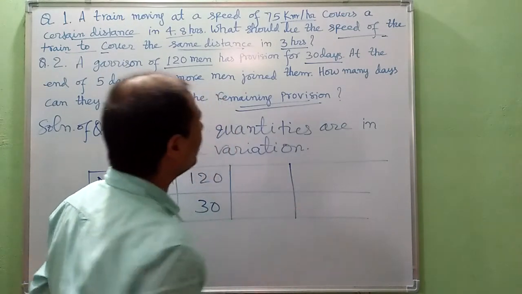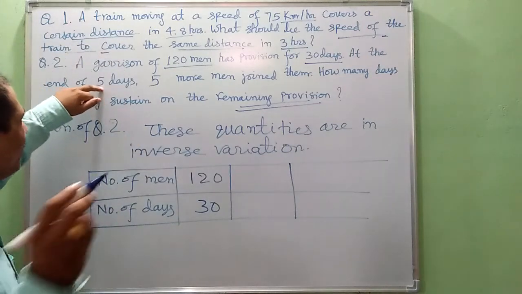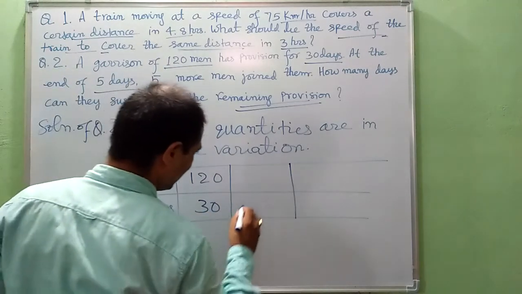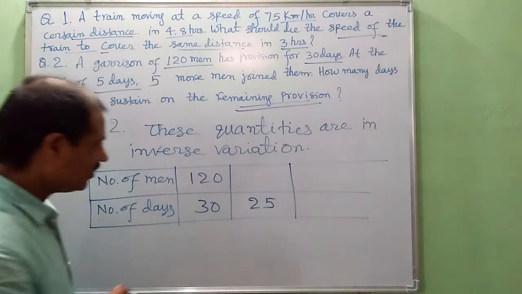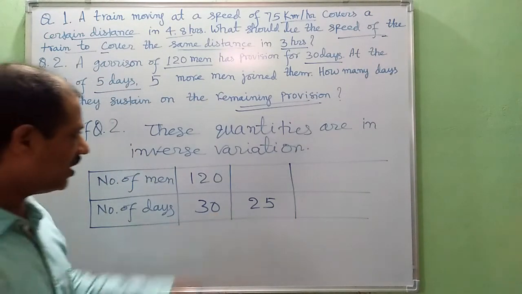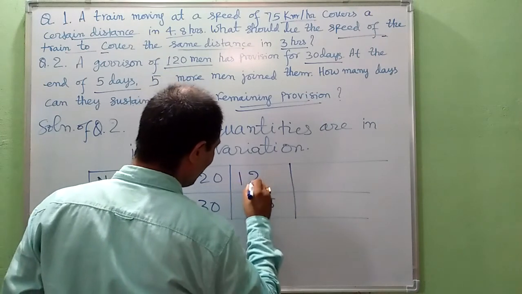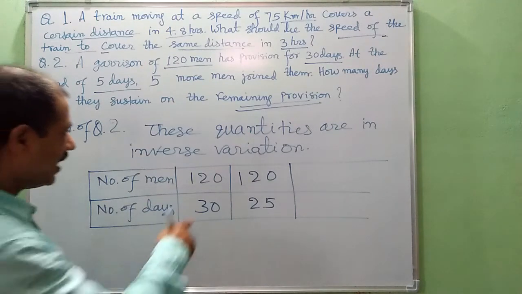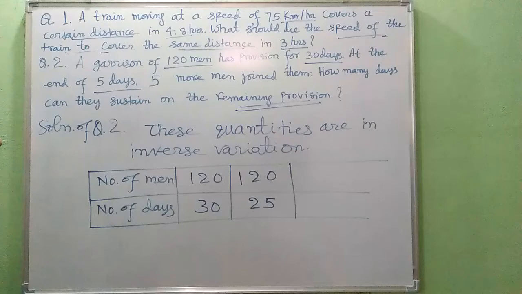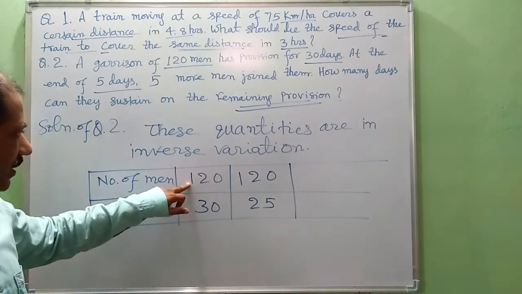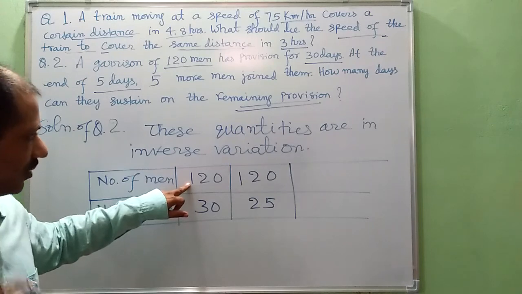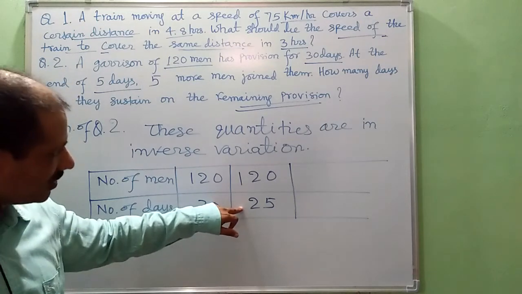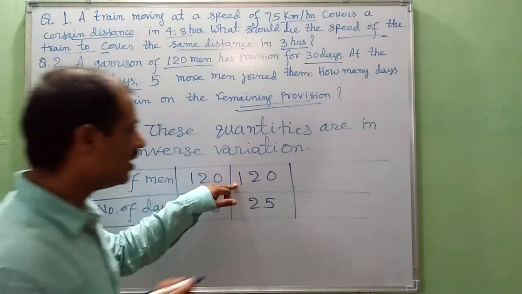Now what is going to happen? At the end of 5 days, 5 days passed. 30 minus 5, that is 25. And 25 days it is sufficient for the same 120 men, because the provision was sufficient for 30 days for 120 men. Now 5 days later, 5 days will be subtracted from this 30, then we have 25 days left, and this is sufficient for 120 men only.